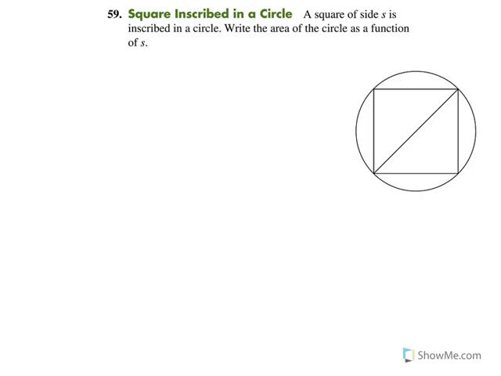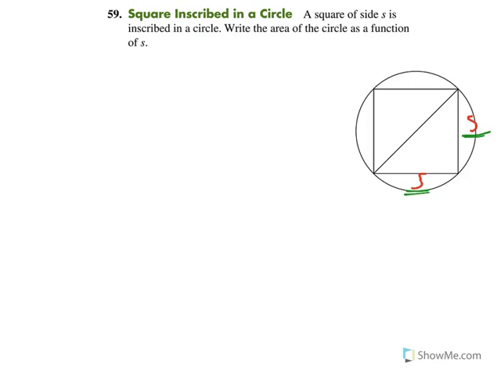So the question reads: there is a square of side S, so this side will be S and this side will be S, inscribed in a circle, and we want to know what's the area of this circle as a function of the side length S. The way we do this is think about the radius or the diameter of this circle. The thing is, it's not given, and as you can see, S here is just a chord of this circle. So basically, you think about the diagonal of the square.